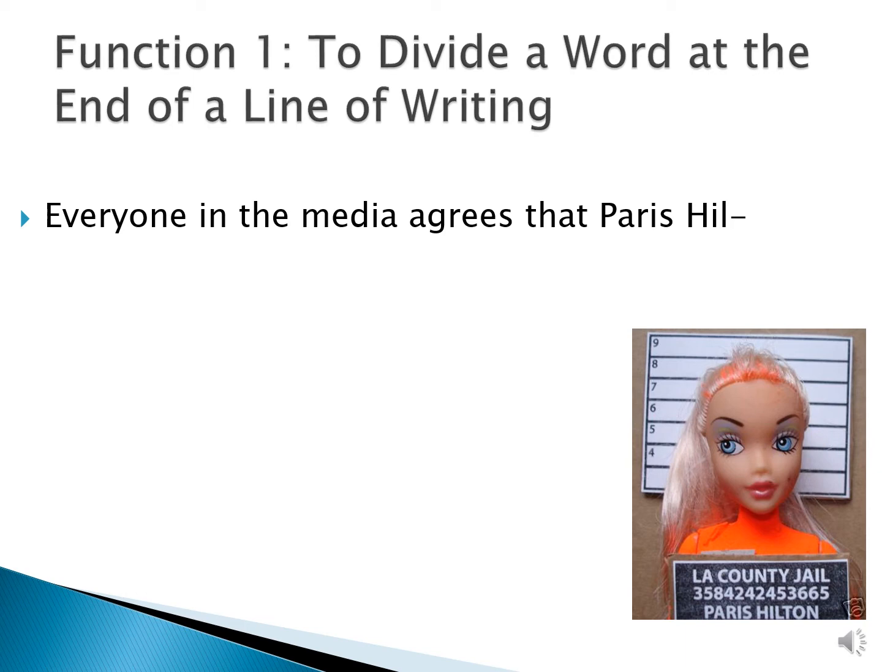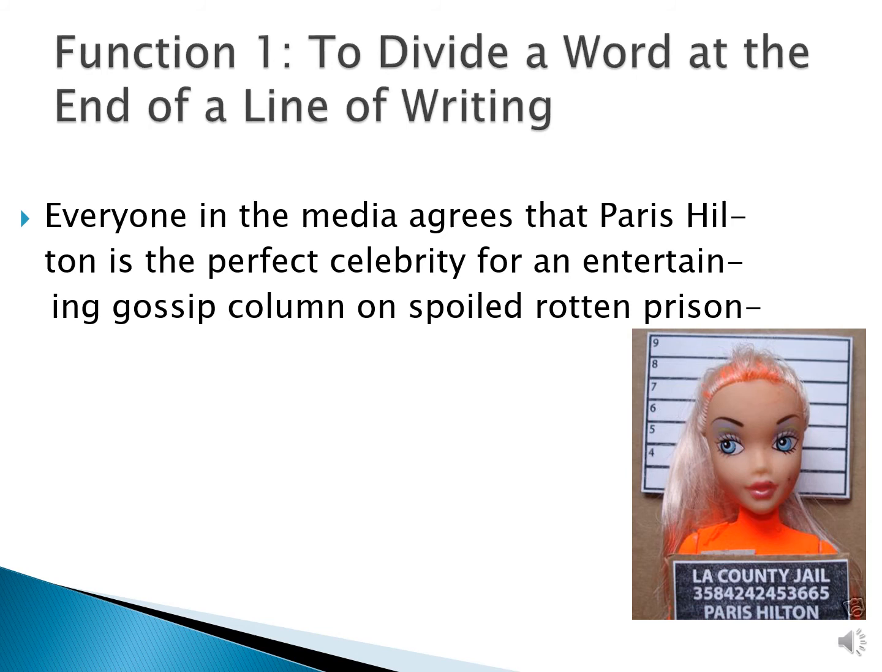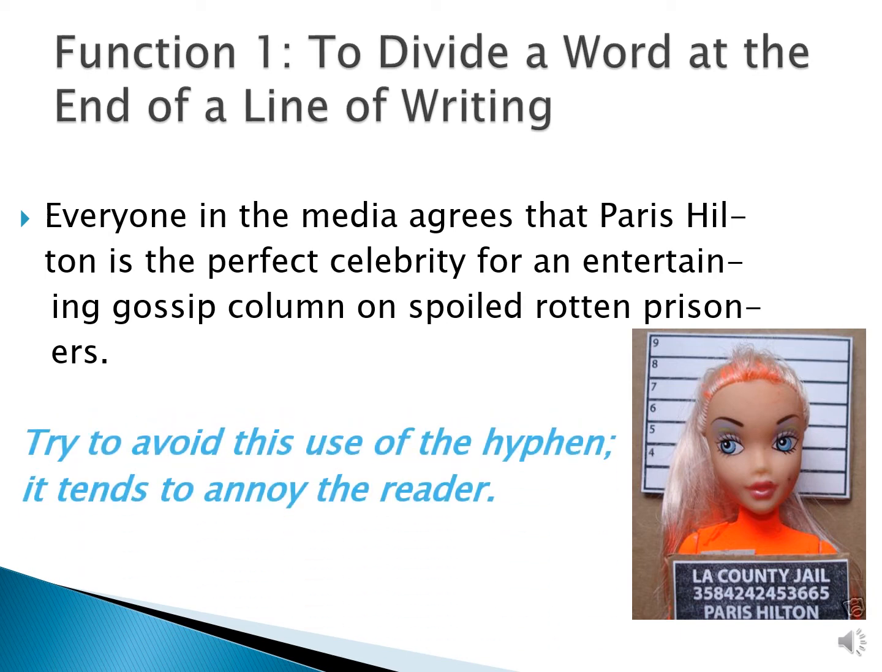Everyone in the media agrees that Paris Hilton is the perfect celebrity for an entertaining gossip column on spoiled, rotten prisoners. So doing that in typing doesn't make any sense. It's just going to go to the next line for you. But sometimes when you're handwriting your response, that could be a use for it, but I would advise against it. It is pretty annoying, right? We'd rather get the whole word on that line than have to divert our eyes to the next line and kind of snake around that way.